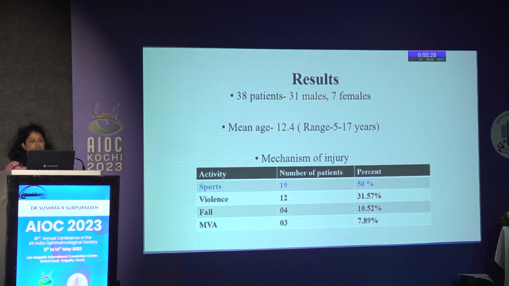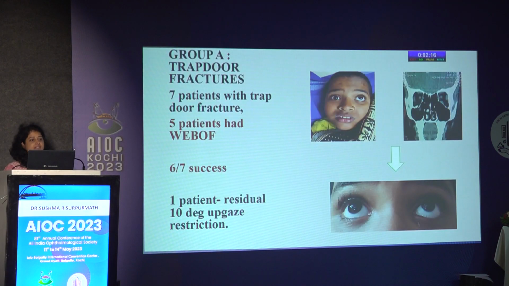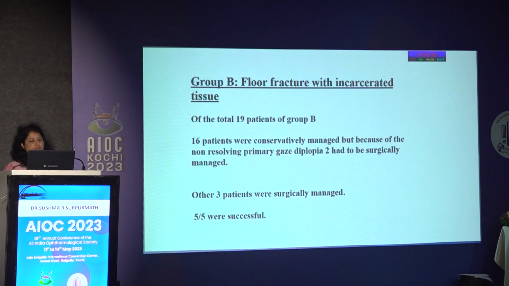Coming to results, a total of 38 patients, 31 were males and 7 were females. Mean age was 12.4 years, and 50% were due to sports injury, and least was due to motor vehicle accident. Group A, trapdoor fractures. Total of 7 patients had trapdoor fracture. Among that, 5 patients had white-eyed blowout fracture, and because 1 patient had residual 10-degree upgaze restriction, so 6 out of 7 were successful. And group B, floor fracture with the incarcerated tissue.